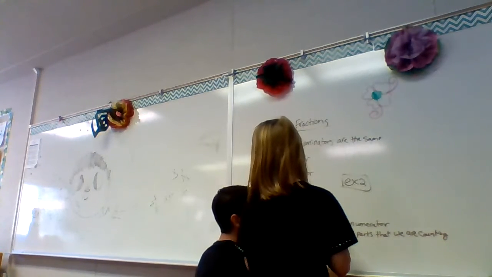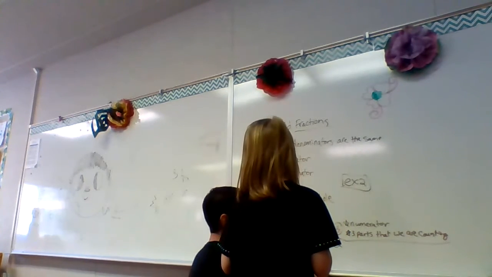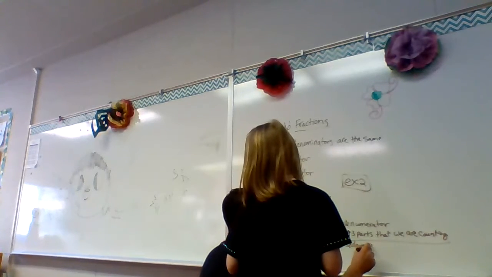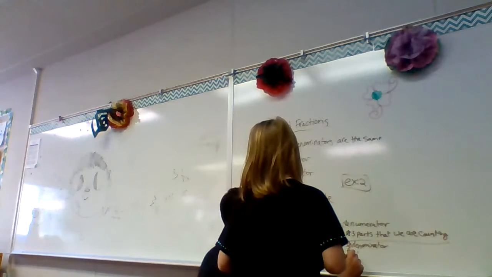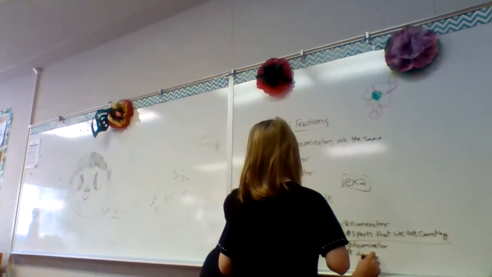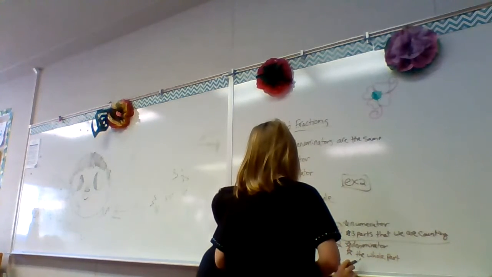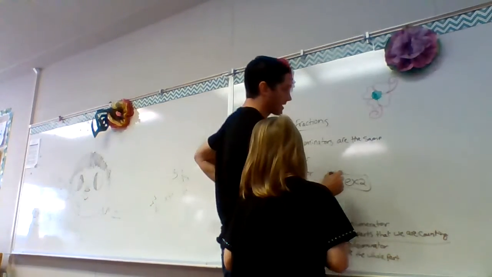So then our 2, what did our 2 equal? The denominator. And what was that if we're talking about parts? The whole. So this was the whole. So, 2 halves.